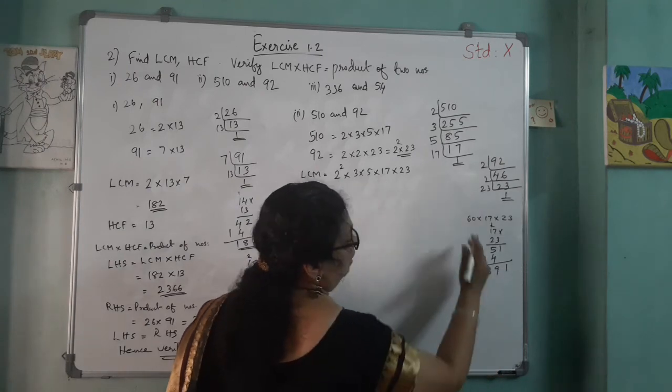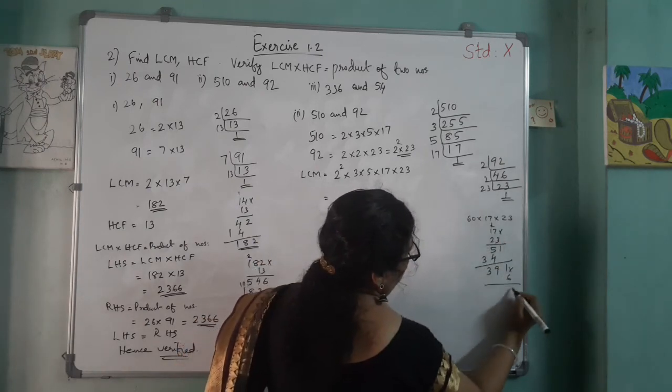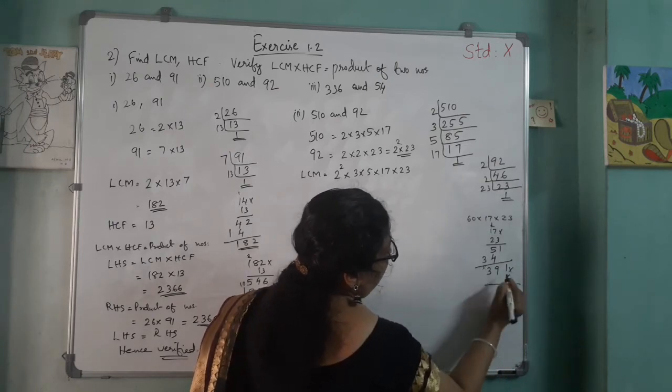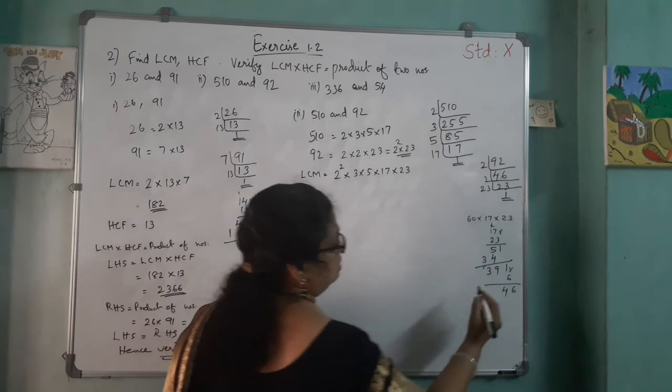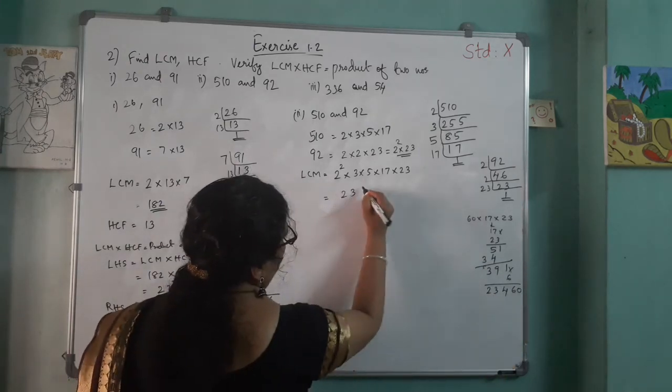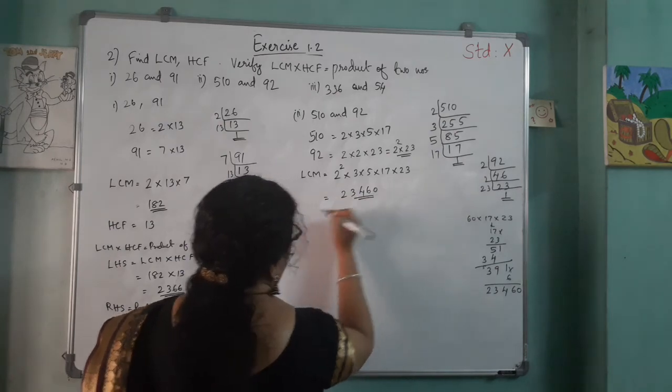3 91. Then again into 6. 1 6 are 6. 6 9s are 54. 5 carrying. 6 into 3 18 plus 5 23. And then that's 0. So the answer is 2 3 4 6 0. Then HCF.